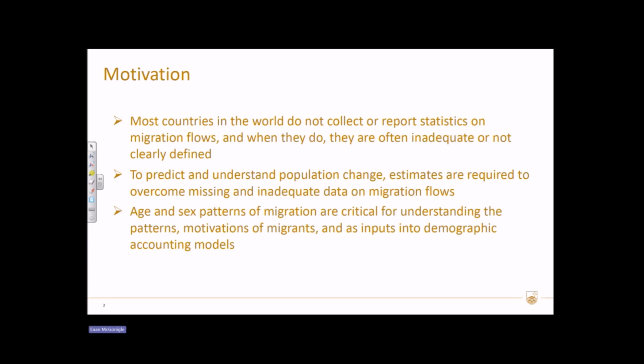All right. But that said, if we want to do any type of demographic analysis, if we want to predict populations or do population projections, we can't ignore migration. We have to somehow overcome this huge obstacle of no data or really inadequate data, so that we can do our demographic analysis. I'm going to be focusing primarily on age and sex patterns today. They're critical for understanding the patterns and motivations of the migrants, since everything differs by age or sex, and as inputs into demographic accounting models, which are always age and sex specific.